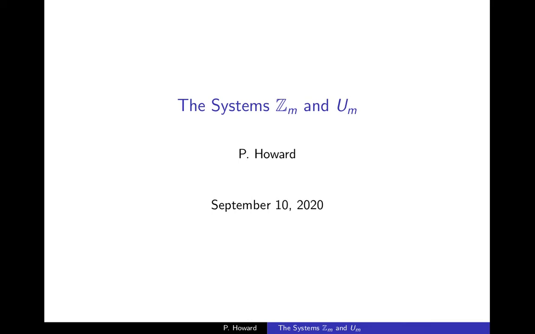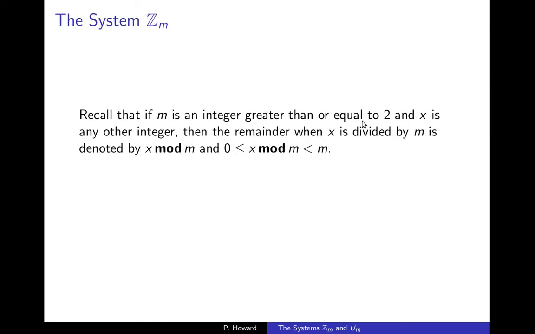Continuing our study of the integers. In this video, we're going to look at two systems called Z sub m and U sub m. First, just a reminder that if m is an integer greater than or equal to 2, and x is any other integer, then we have a shorthand for the remainder when x is divided by m. It's x mod m. And this remainder is always non-negative and less than m when you're dividing by m.